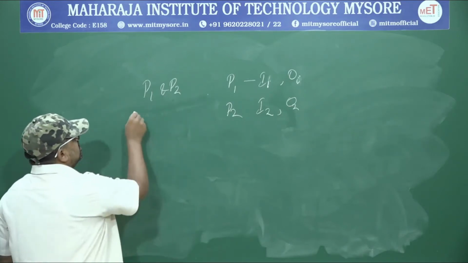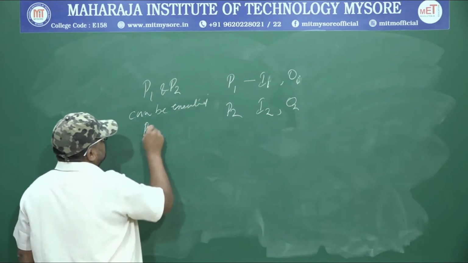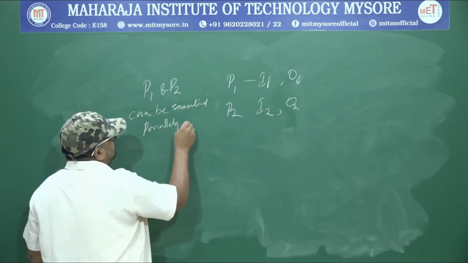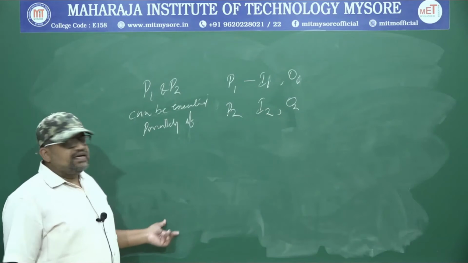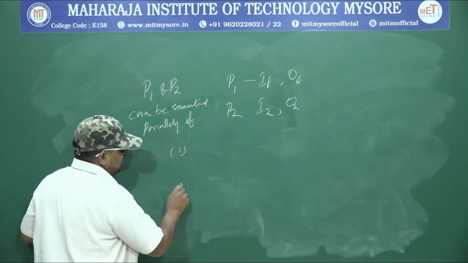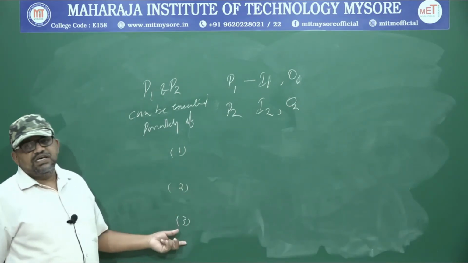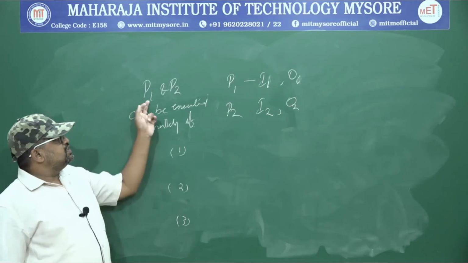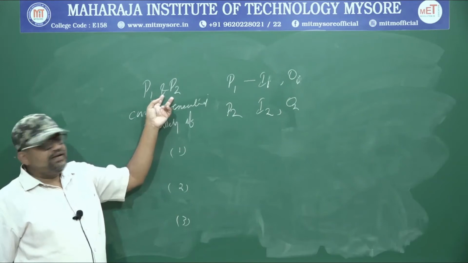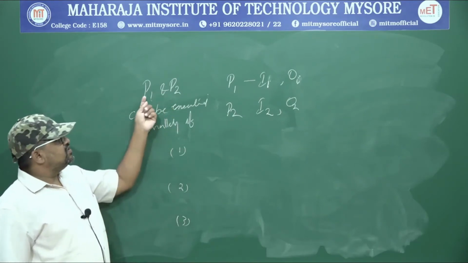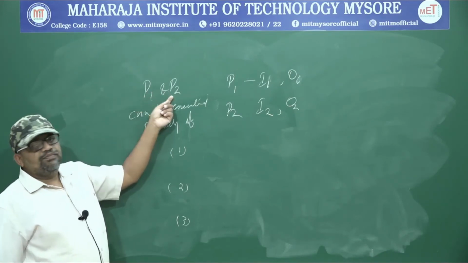Now P1 and P2 can be executed parallelly if, so they have given three conditions. The first condition is going to be like this. They have defined three conditions. If you are fulfilling these three conditions, then you could simply conclude that these two processes can be executed parallelly, right? If you satisfy these three conditions, then automatically these two processes can be executed parallelly, right?